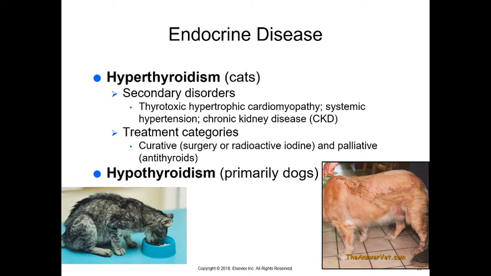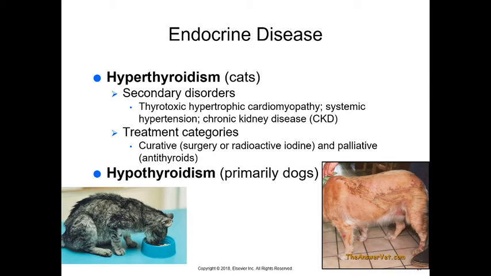Endocrine disease. Pretty common to see in dogs and cats. The endocrine system is a really important part of your body. It releases hormones, and it works in conjunction with your neurologic system to keep everything kind of status quo, homeostatic in your body. Hyperthyroidism is common in cats.